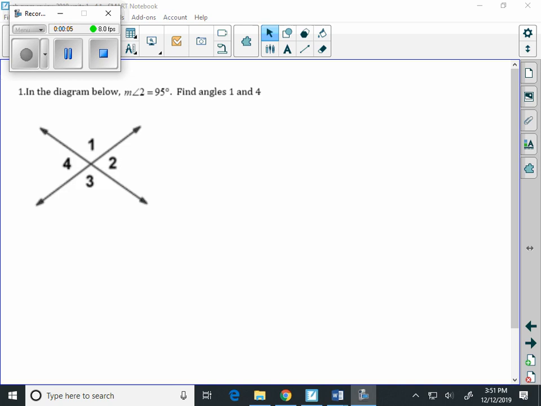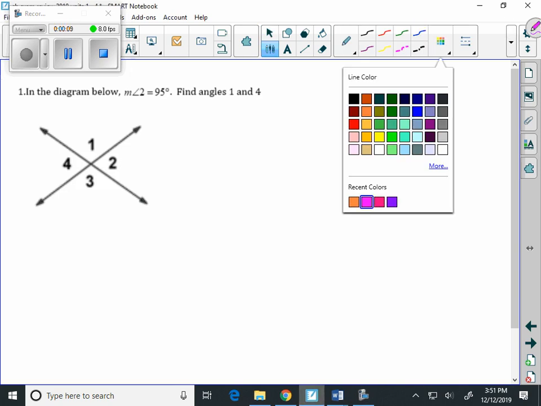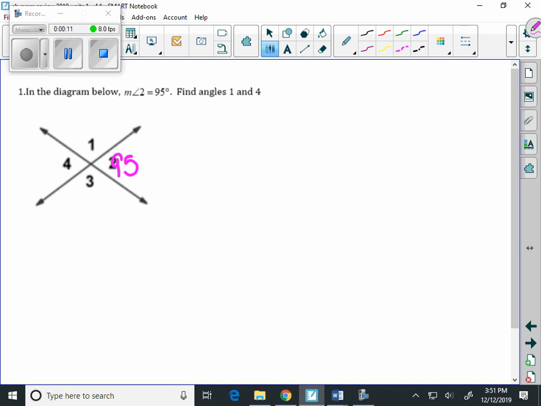In the diagram below, the measure of angle 2 is 95 degrees. So we're going to find angles 1 and 4. The first one that I'm going to look at is angle 4, because angle 2 and angle 4 are vertical angles. And consequently, the measure of angle 4 is also 95 degrees.